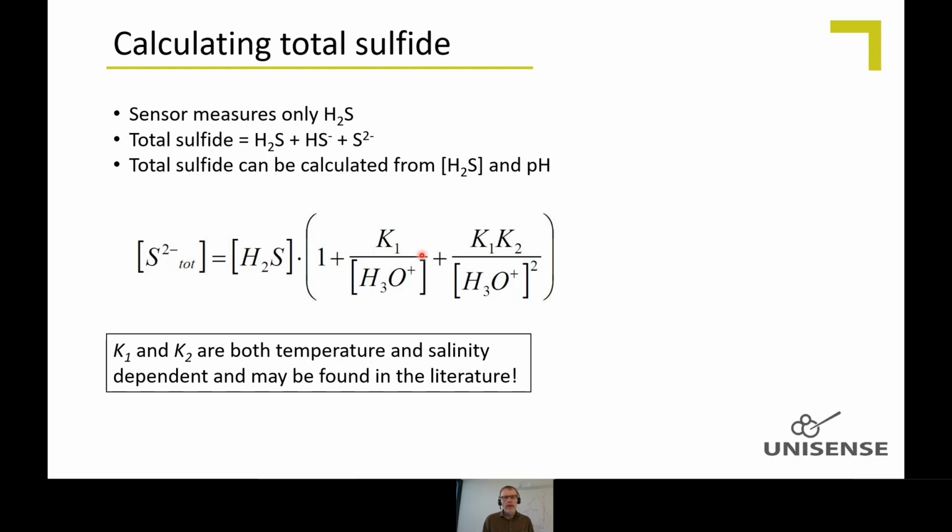K1 is relatively well determined. People agree on the value of that, whereas for K2 there's some deviation in the literature, but you can actually get away if you're below a pH of 9 or so; you don't need to take that into account. You can actually do the calculation with K1 only.